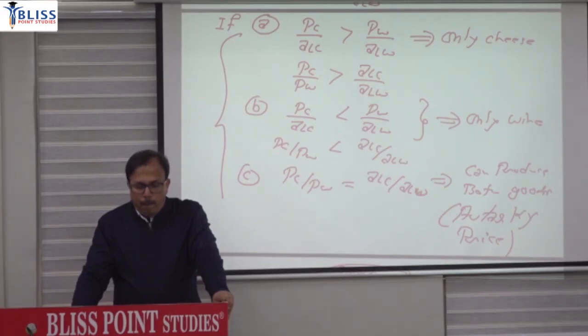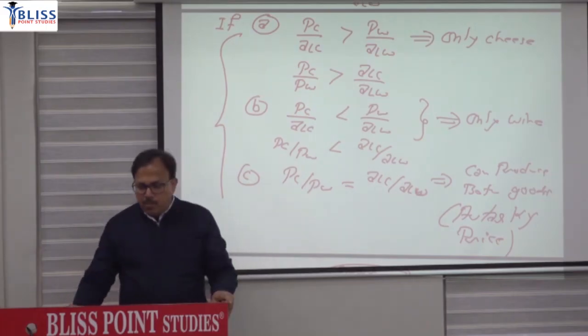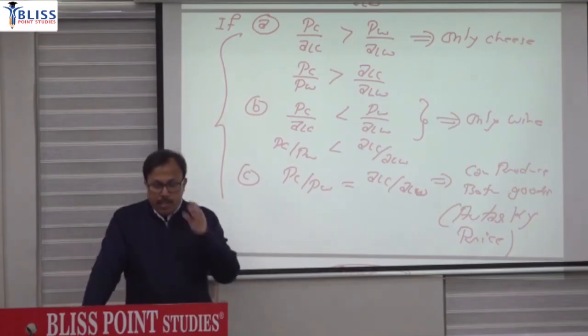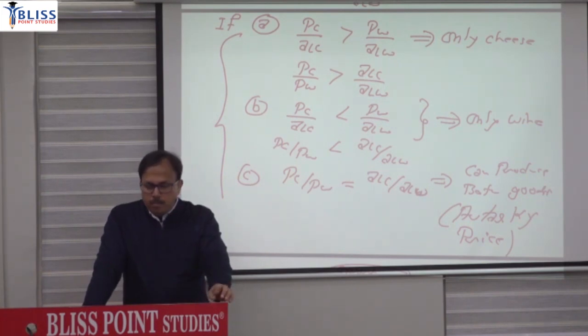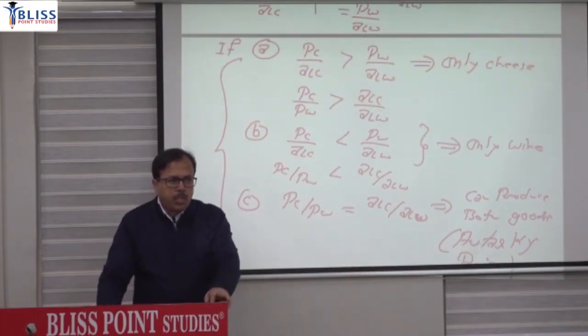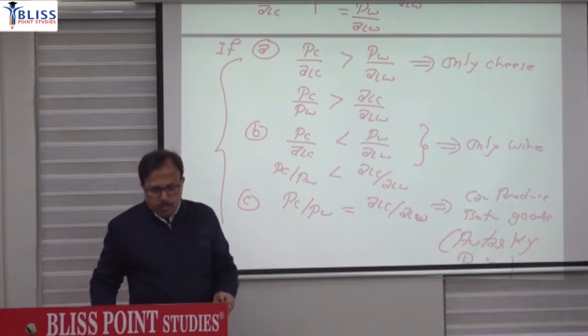For example, if the relative price of cheese is greater than the opportunity cost of producing cheese.